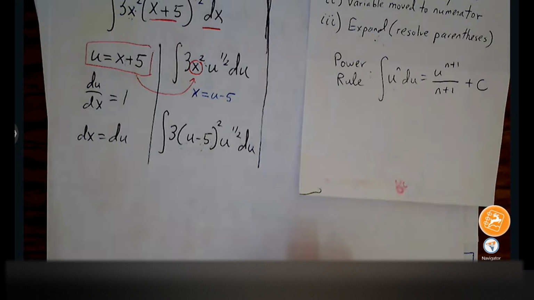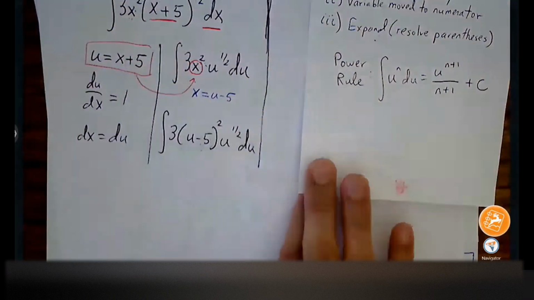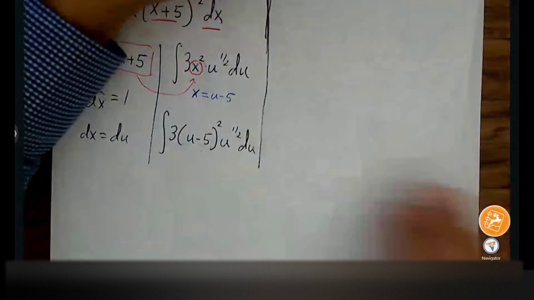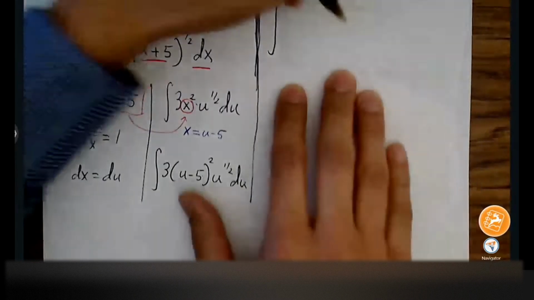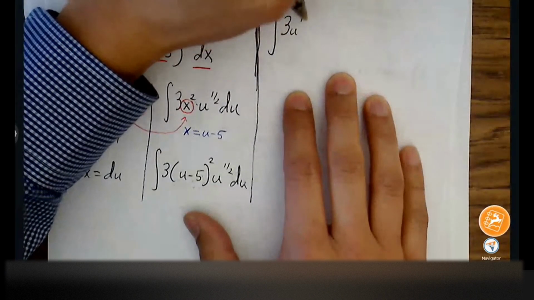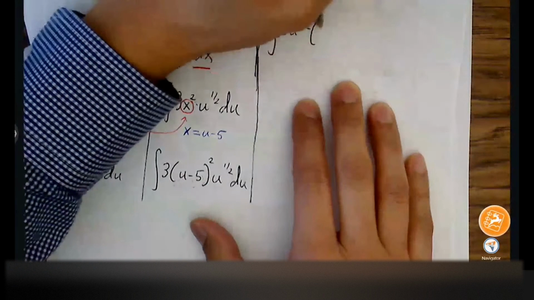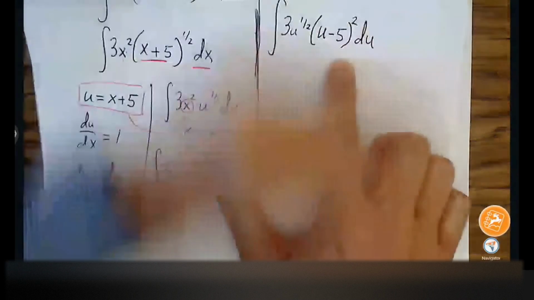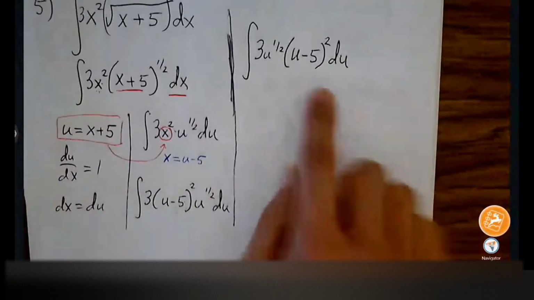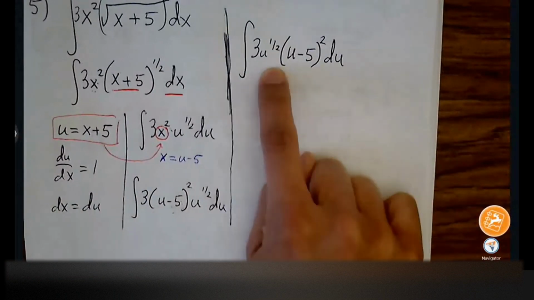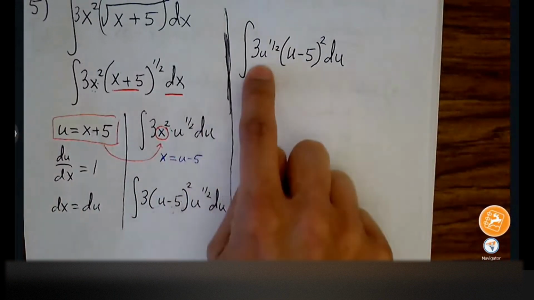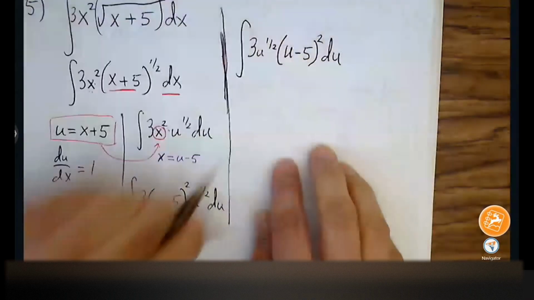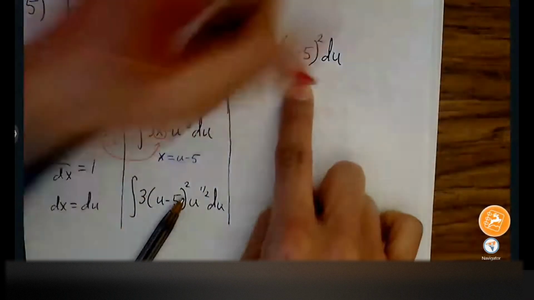Good. Now we got to FOIL all this out, right? We got to clean all this up. We got to go back to our power rule conditions. But to do that, I'm going to rewrite it so that my binomial, I can square that. Just cleaner for me. If I have my single terms out in front, I can expand this out and distribute later. So careful though, we can't distribute this through yet. We got to FOIL this out.